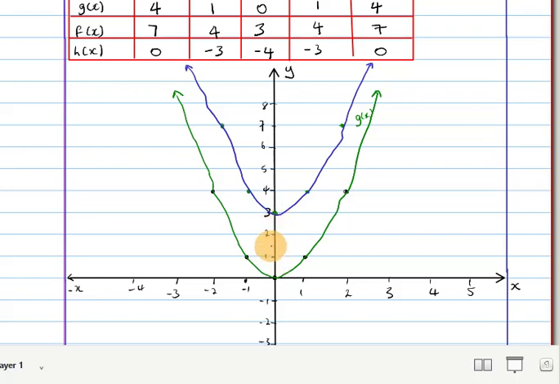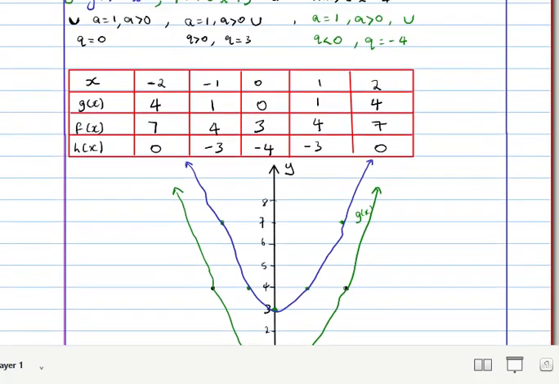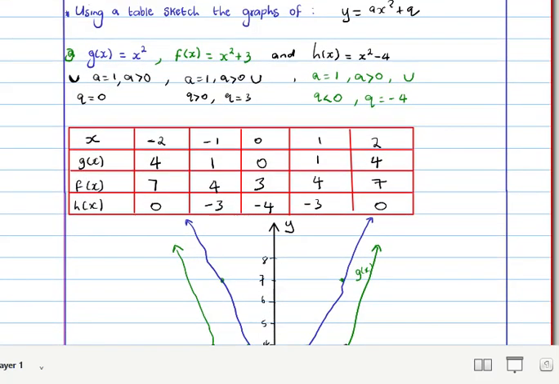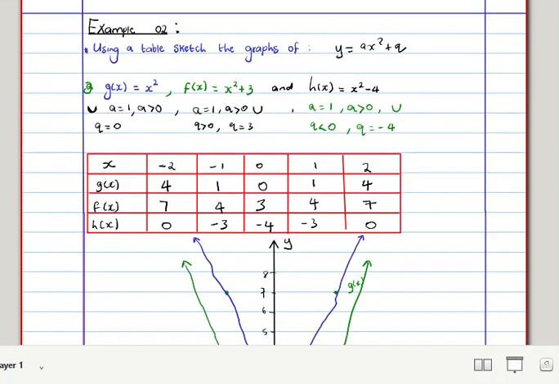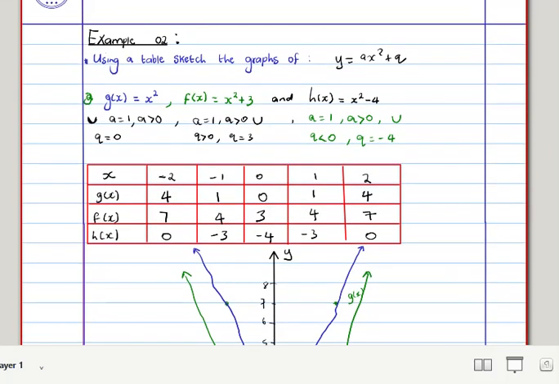But there is no graph that seems to be narrower than the other. No. If you look carefully, they all have the value of a equal to 1. So there's no one that is narrower than the other. Okay. Right. Moving forward.